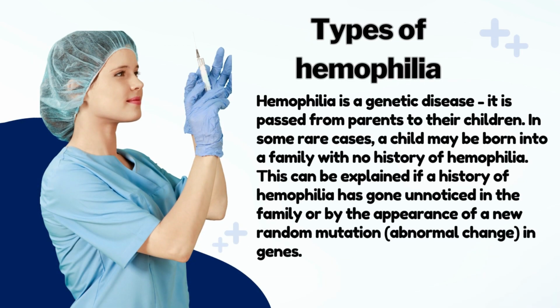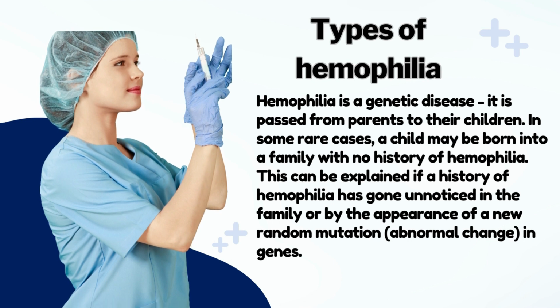Hemophilia is a genetic disease. It is passed from parents to their children. In some rare cases, a child may be born into a family with no history of hemophilia. This can be explained if a history of hemophilia has gone unnoticed in the family or by the appearance of a new random mutation, an abnormal change, in genes.